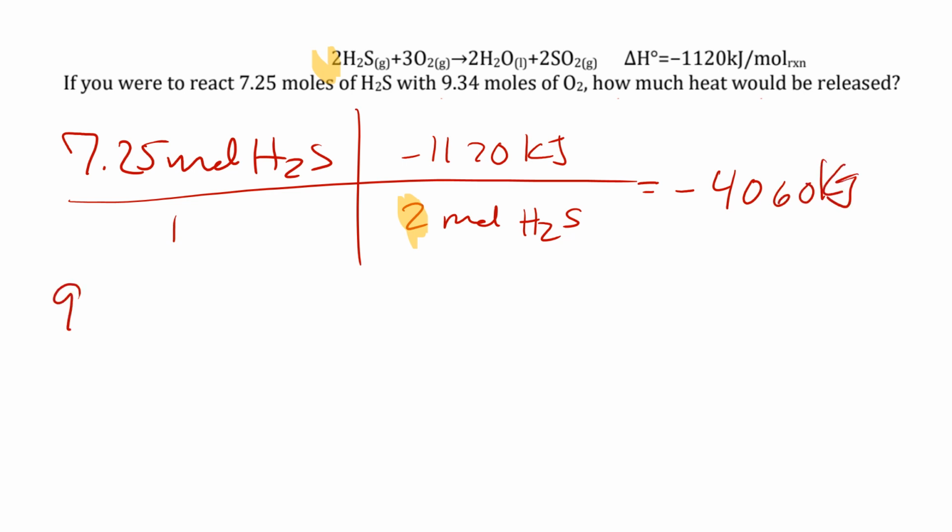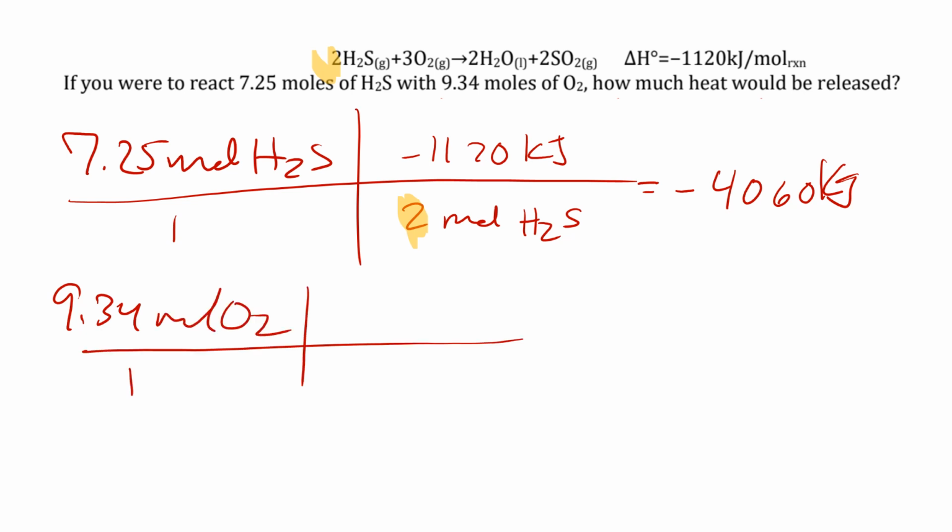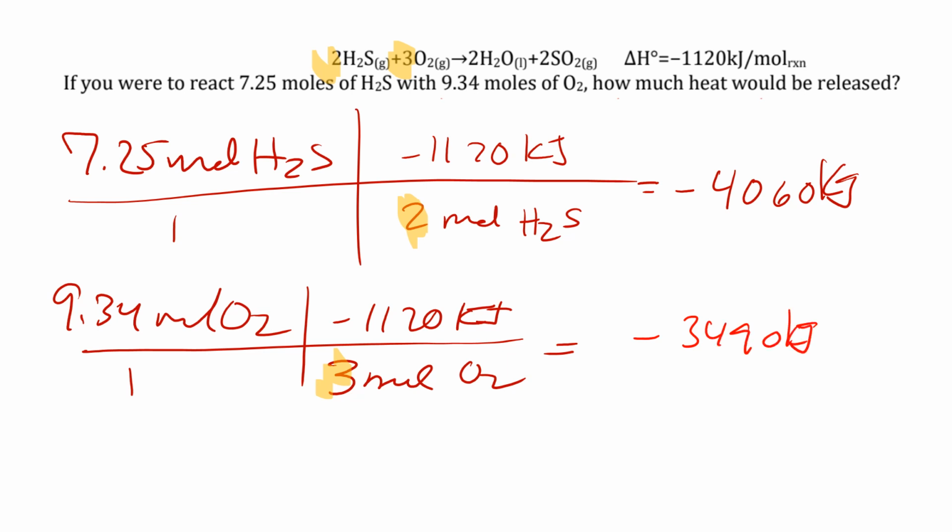We have 9.3 moles of O2. Convert that over. Negative 1,120 kilojoules per 3 moles of O2. Again, the 3 just comes from there. I end up with negative 3,490 kilojoules. So how much heat will be released? Negative 3,490 kilojoules.